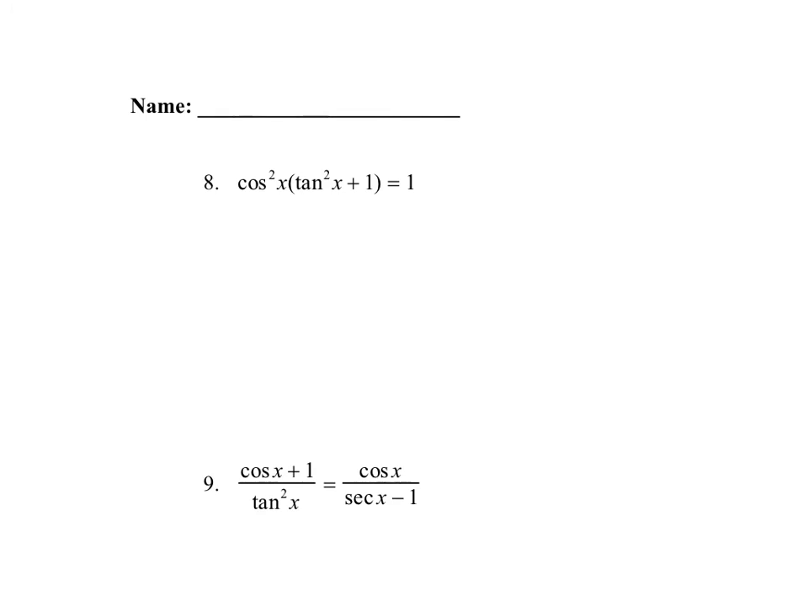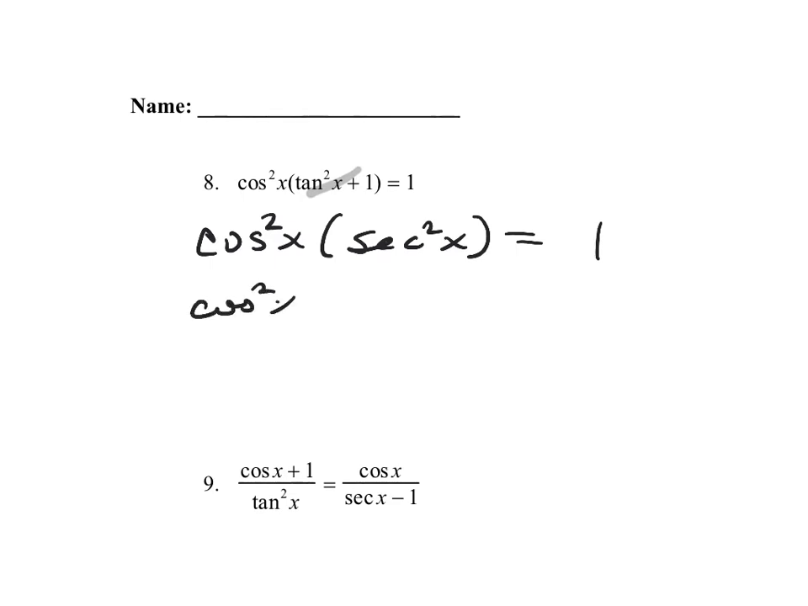For number 8, all I'm going to do is, this is an identity here, so I'm going to change that to secant. So I'm going to write cosine squared x, and then I change tangent squared x plus 1 to secant squared x. I'm trying to make it equal 1. Remember, whenever you multiply something by its reciprocal, this equals 1. But if you need to see it, I'm going to change secant into 1 over cosine squared x. And again, whenever you multiply by its reciprocal, you get 1. 1 equals 1. It verifies.